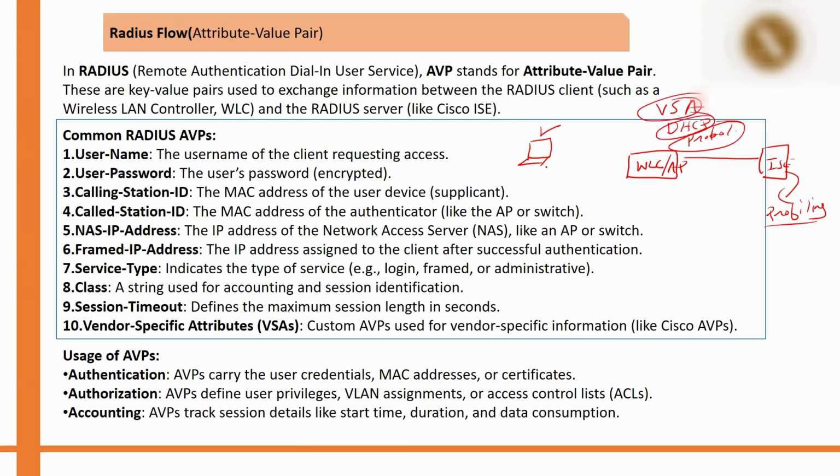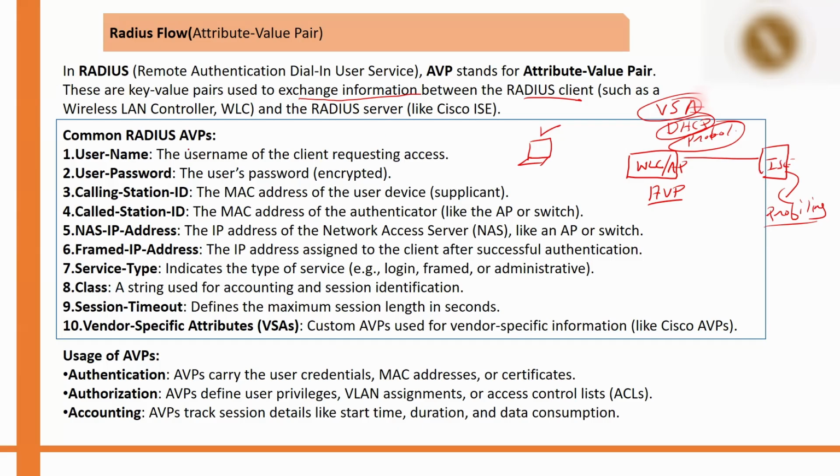This is called profiling. We will learn more about this in the profiling section. But just to give you an idea of how profiling is going to work: what software the device has, what its vendor is, what its IP address is, what its MAC address is. All these things are carried by the AVP, that is attribute value pair. Attribute value pairs are the key value pairs used to exchange information between the RADIUS client and the RADIUS server, sorry.